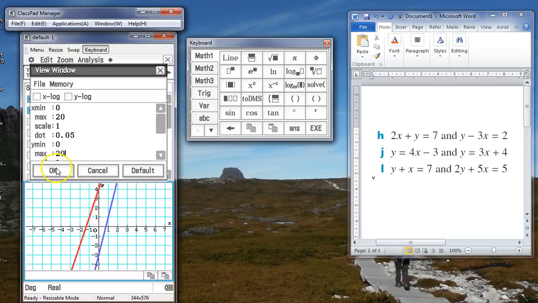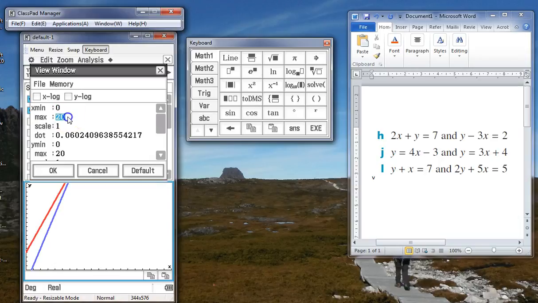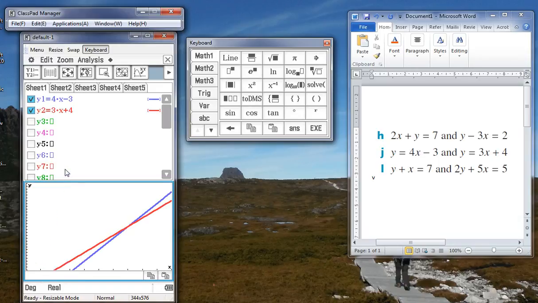I push OK, and the window will change, and we still cannot see an intersect. So again, go into here. It's a bit of trial and error, and it's not that big a deal. We're looking at it being higher y, and probably don't need to go as high as 20 for x, so I'm going to change that to 10. I'm going to change this one to 10 and change this to 40. Again, a bit of trial and error. We could solve it in a different way, but at the moment it's easier to do this.